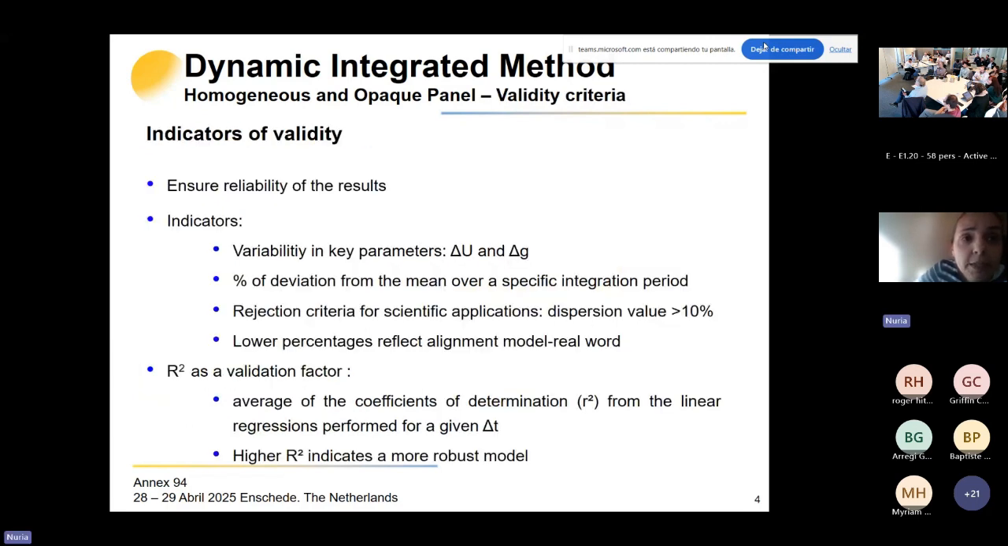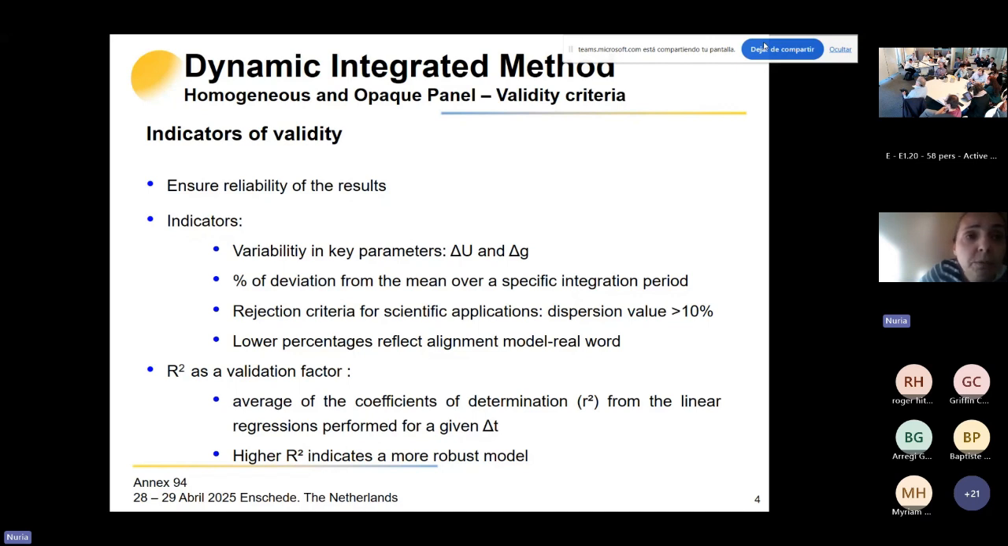So to validate and ensure the reliability of the results, a series of indicators have been considered. We particularly want to see the variability in the key parameters that we have studied, which, as I have said, are the thermal transmittance and the solar gains. We want to evaluate this variability in these two characteristic parameters.